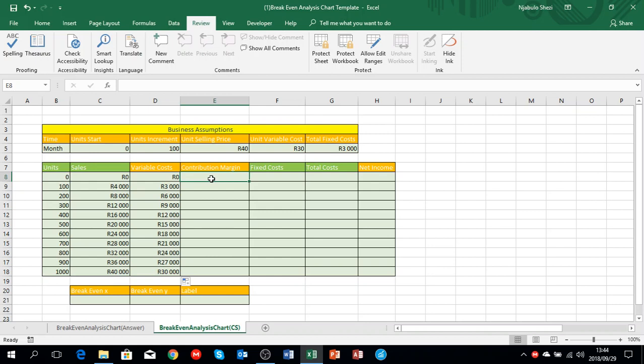So basically, guys, contribution margin is a fancy term, or it's a fancy word for, it's similar to gross profit. It's basically the money that is left after you've deducted variable costs, to cover fixed cost. It's similar to our gross profit. So it's the difference in our sales and our variable cost. And then we double click all the way down.